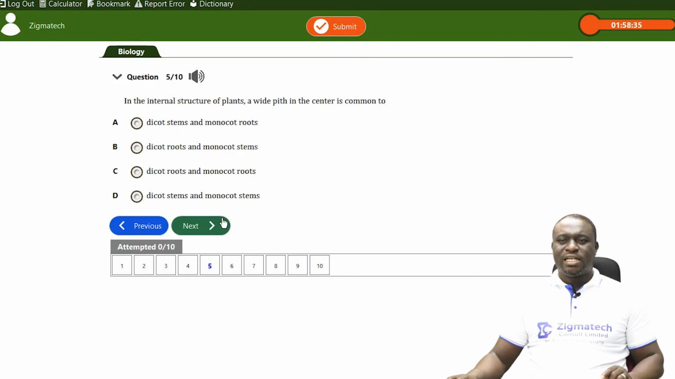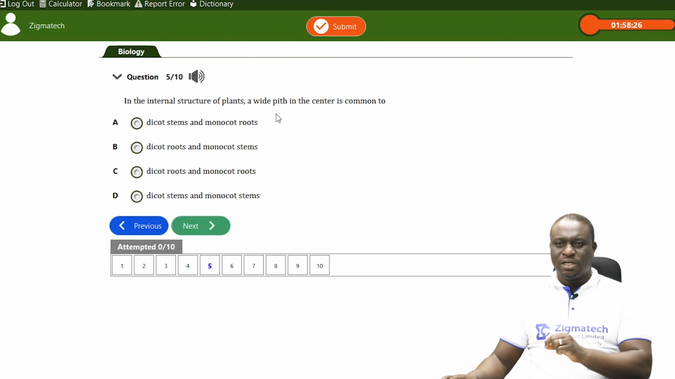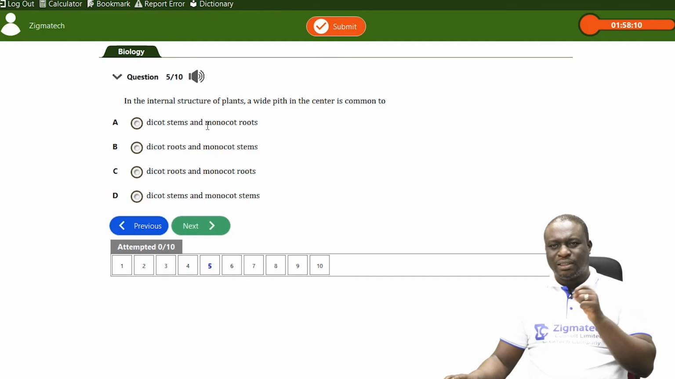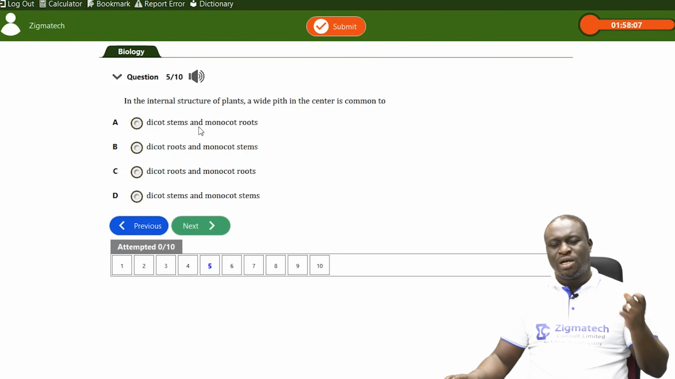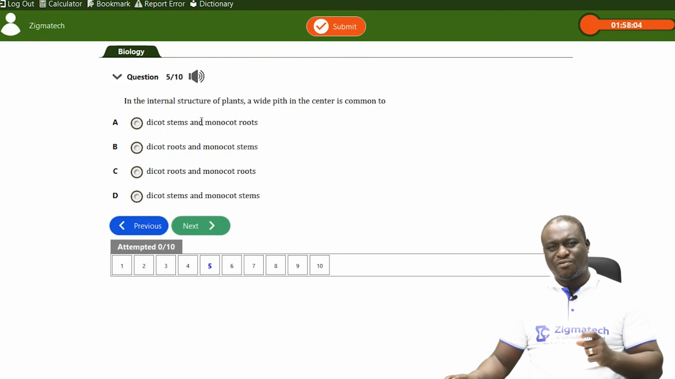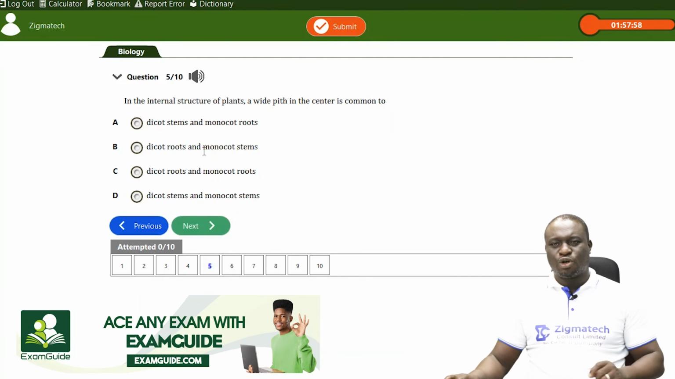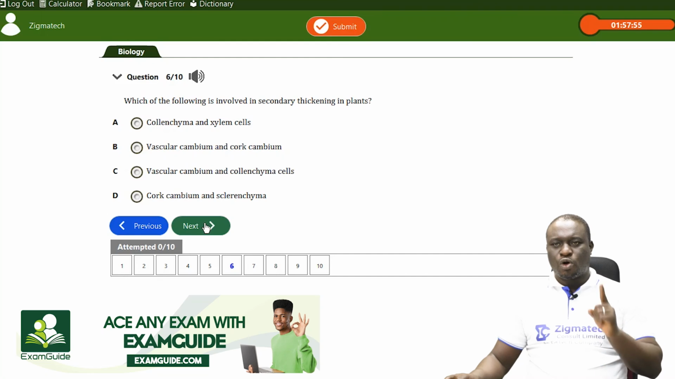Then look at another question we have here. In the internal structure of plants, we talked about this, a wide pith in the center is common to what? Is it A, dicot stem and monocot roots? B, is it dicot roots and monocot stem? C, is it dicot roots, monocot roots? D, is it dicot stem, monocot root? I told you the correct answer is dicot stem and monocot roots. Dicot stem, if you go back to the diagrams, you'll see it, that's where you have a central pith or center. Then we also have it in the monocot root. Let's look at one more question.